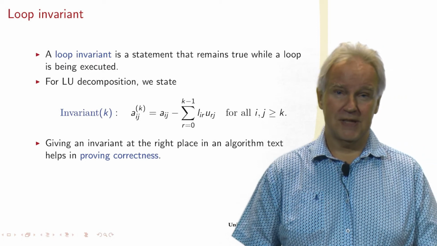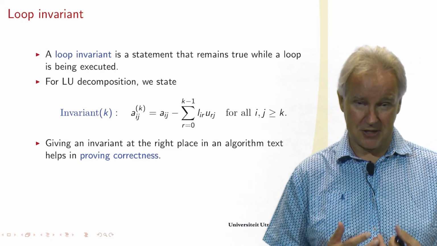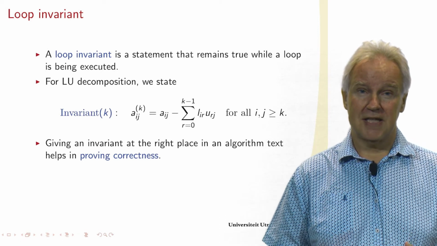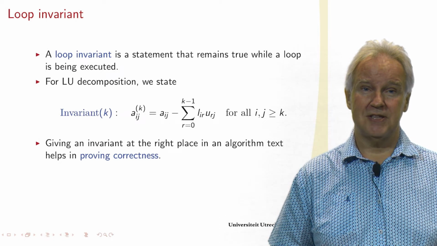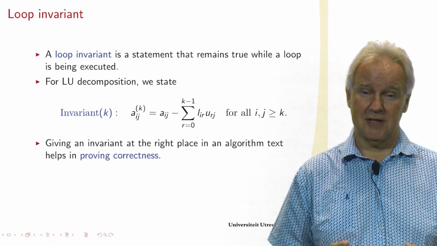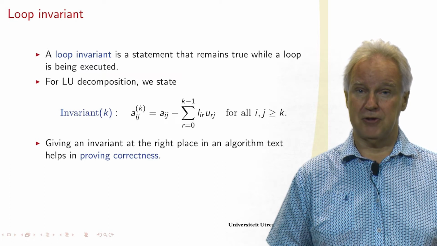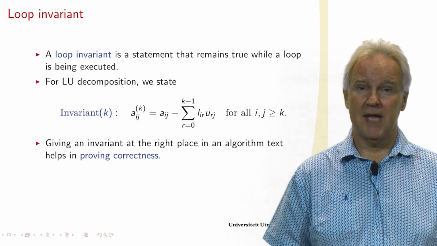So one way of doing this is using a loop invariant, which we have seen before. It's a statement that tells you what the situation is at a certain stage. And the statement remains true while a loop is being executed, during the iterations of the loop.